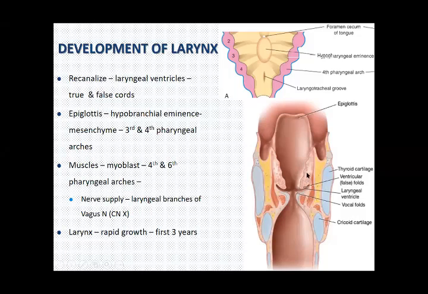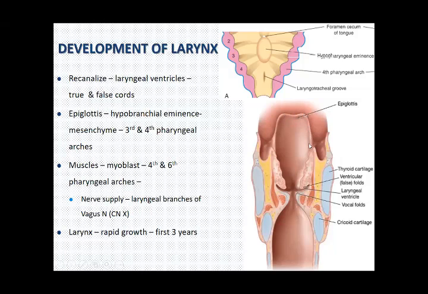So the laryngeal ventricle is formed in between the false vocal cords and the true vocal cords. And the false vocal cords, as I told you, are formed in the process of recanalization, because recanalization is complete at places, as you can see here where the complete lumen is restored, and at places it is only partially restored, forming folds.